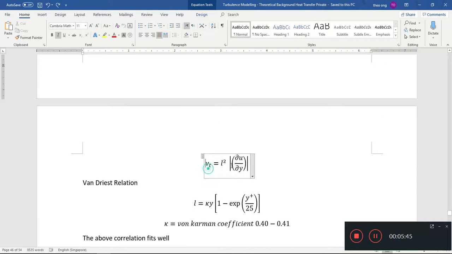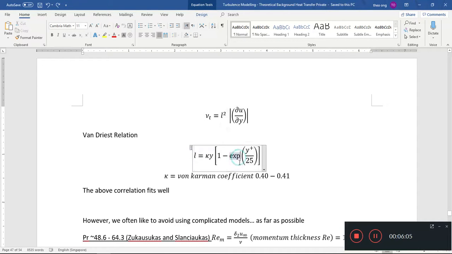Nu t is determined by some mixing length model near the wall. So you still have your du dy, sort of a strain rate, and then you have some mixing length. Together they form the units of meter squared per second. So this L is actually the use of the Van Driest model here, where L equals the von Karman coefficient times y. So this is not the y plus, it is dimensional. There is a unit to it.